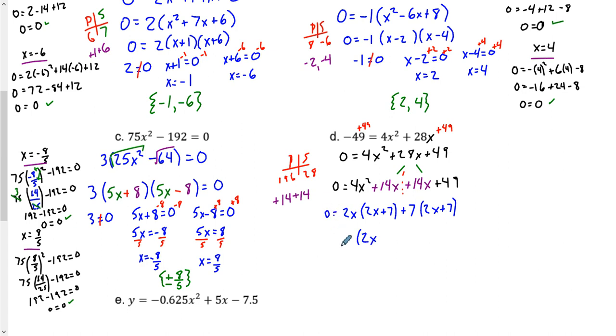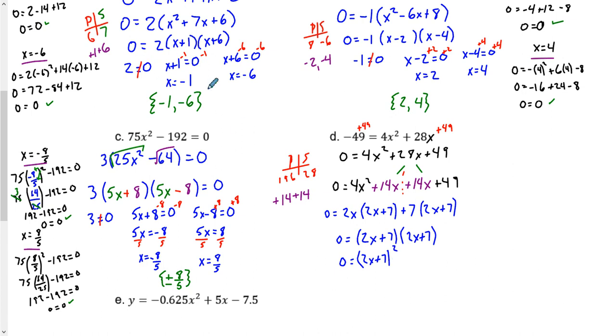Oh, forgot about my 0. It would be 2x add 7 and 2x add 7. Now this is a special case because this could also be written as 2x add 7 squared, since they are the exact same factor. And it is just 2x add 7 multiplied by itself. That's why we can write it as squared.